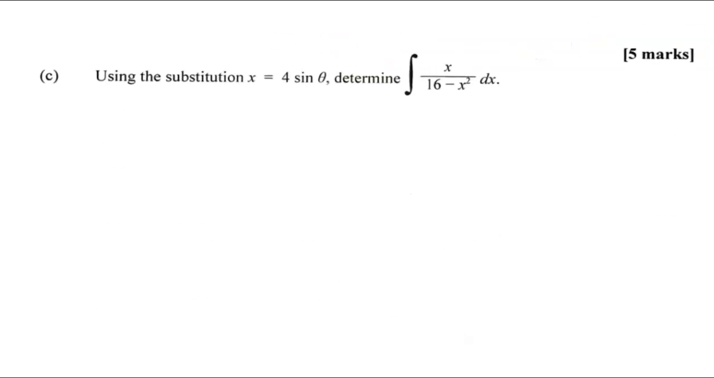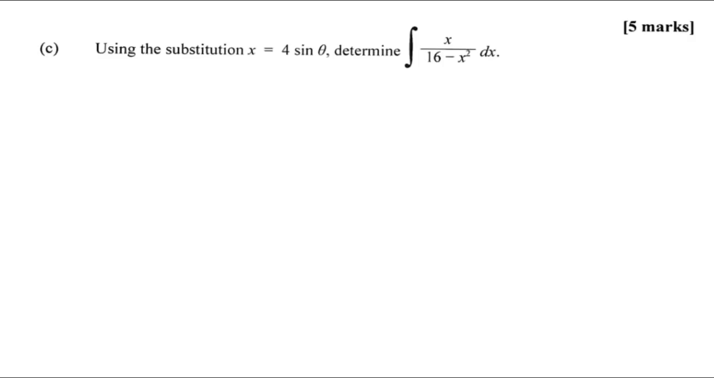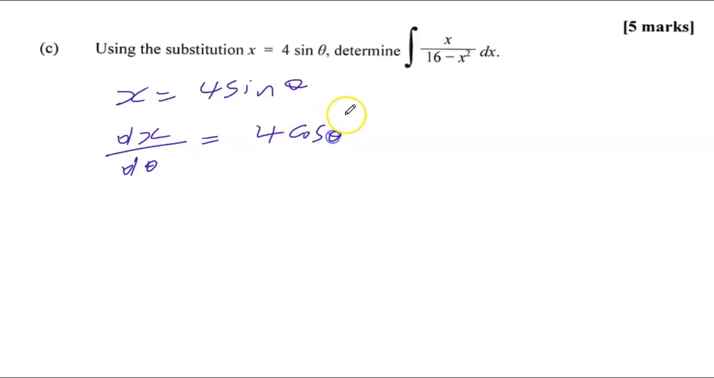Use the substitution x equal 4 sine theta to determine the integral of x over 16 minus x squared dx. So with all substitution, you always have to differentiate what you're substituting. So we're using x to be equal to 4 sine theta. If we differentiate x with respect to theta, differentiate sine, you'll get cos, right? So differentiate 4 sine theta, that's 4 cos theta.